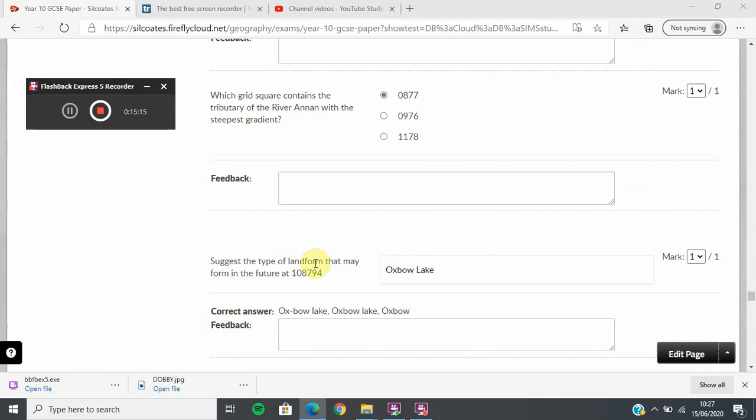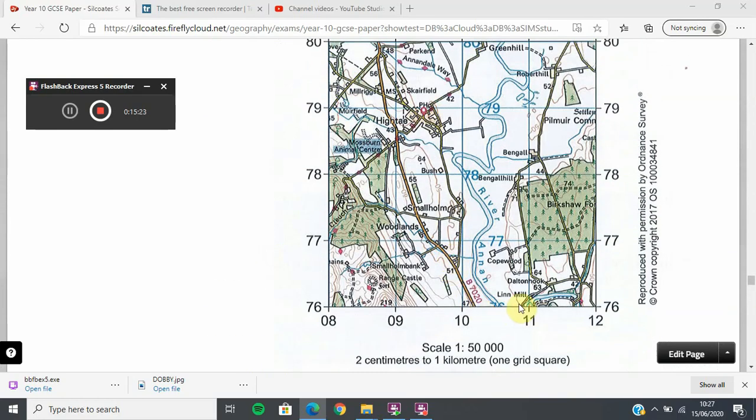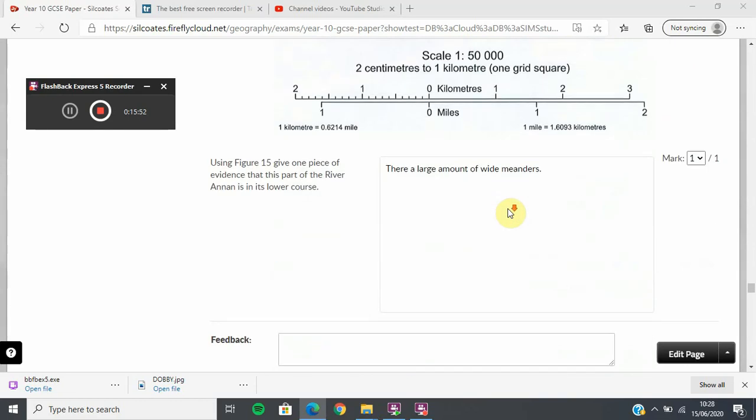Next one was: suggest the landform that may form in the future at 108794. Most of you got this one correct. So here, isn't it? It's this area here, and we can see the neck of the meander, the two parts joining together, and eventually perhaps we'll end up with an oxbow lake here that's been left behind. Perhaps that's an old oxbow lake there, I wonder. I don't know. But because the two bends of the meander are coming close together, it may well be that in the future we'll get an oxbow lake forming there. I think most of us got that.